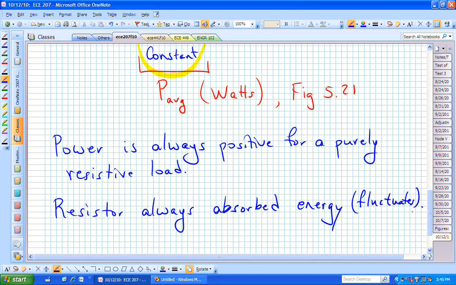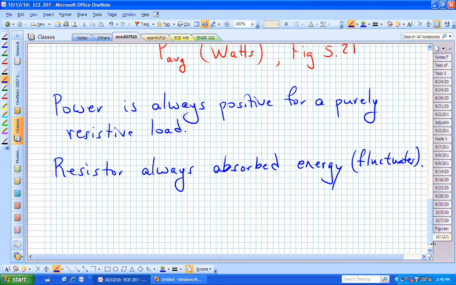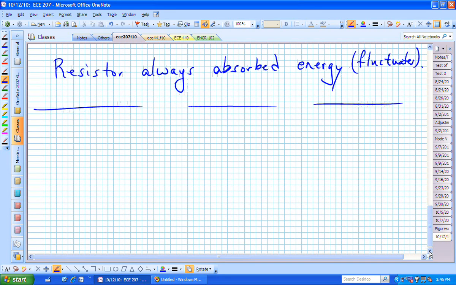Questions on power in a resistor? That one is really no different than power in a DC circuit in terms of the expression or the equations. The resulting function is obviously different. In a resistor that's sinusoidally excited, its power will fluctuate, but its average power will be Vmax Imax over 2. Let's now look at some more interesting circuit elements, and in particular the inductor.